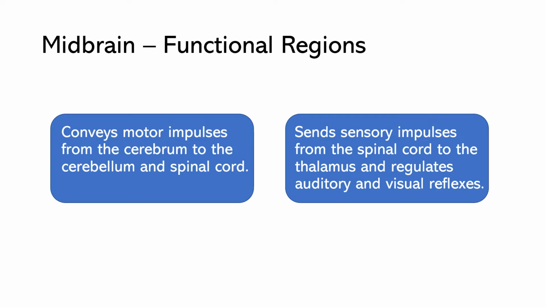So when we look at the functional regions of the midbrain, these are going to convey motor impulses from the cerebrum to the cerebellum and the spinal cord. This happens by way of the peduncles. Also, it's going to send sensory impulses from the spinal cord to the thalamus and also regulate auditory and visual reflexes. These occur at the different colliculi of the tectum.